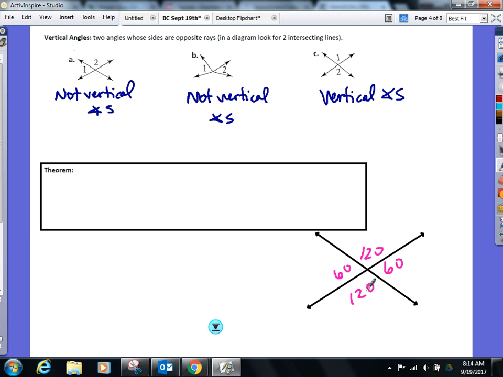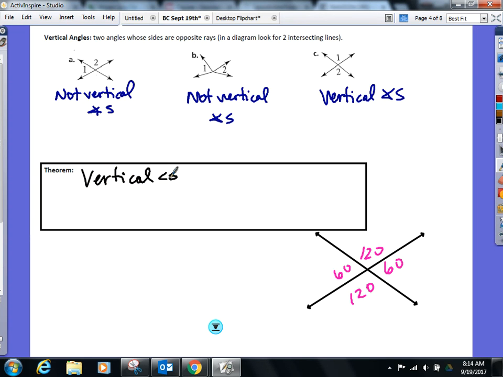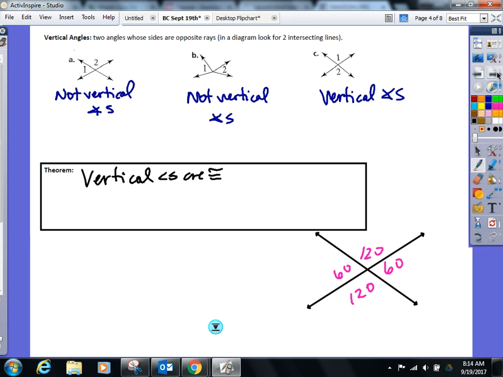Go ahead, Joanna. I won't steal your spotlight anymore. Vertical angles are congruent. Perfect. Does everyone see that? Vertical angles are congruent. Not supplementary. Vertical angles are congruent. Bam! Nice. I like it. How you guys doing, all right? Because I believe, what do we got coming up next? Oh, geez. Got one more.